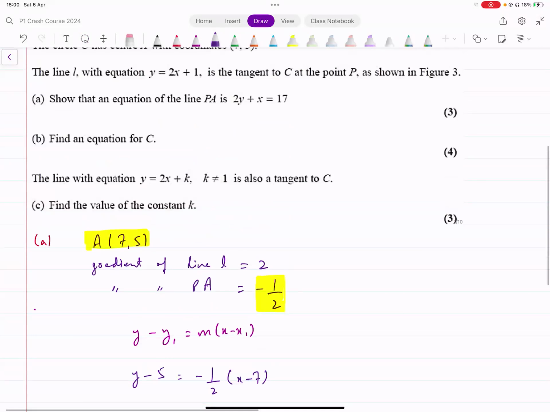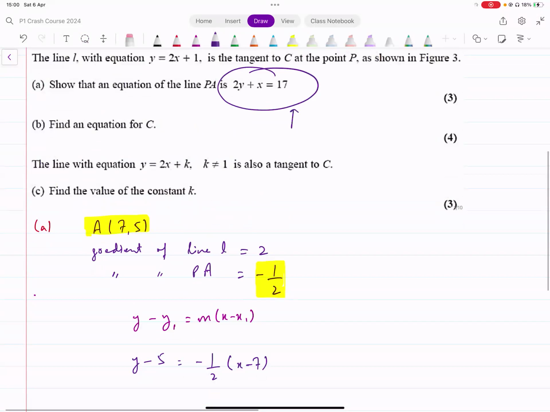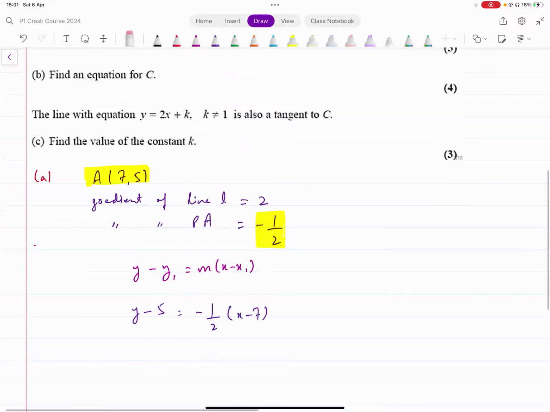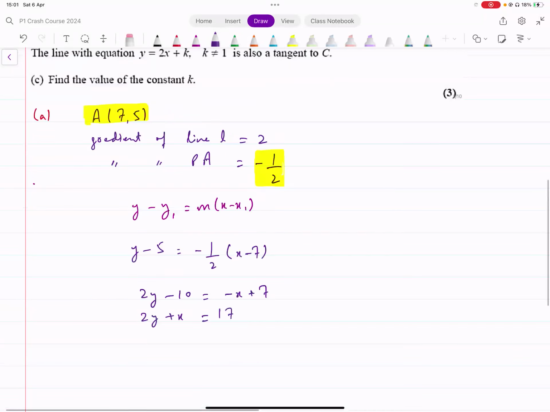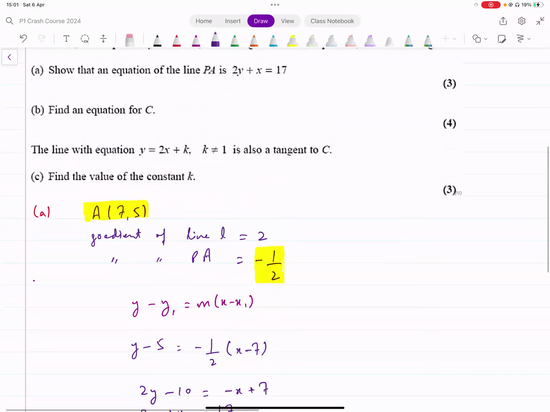We have to prove that it's of this form. How do you prove that it's this form? We need a constant on the right side, x and y terms on the left side. So let's convert it to this form. You need to get rid of the fraction as well. So you can multiply by 2. On the left side, that gives you 2y minus 10. On the right side, minus x plus 7. Bring x to the left side, that gives you 2y plus x. 10 goes to the right, and that gives you 17. 2y plus x equals 17. That's what we wanted to prove. We've got the equation of the line PA. Okay, that's the first part.